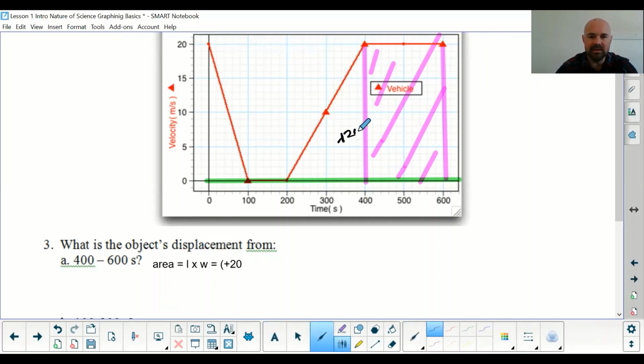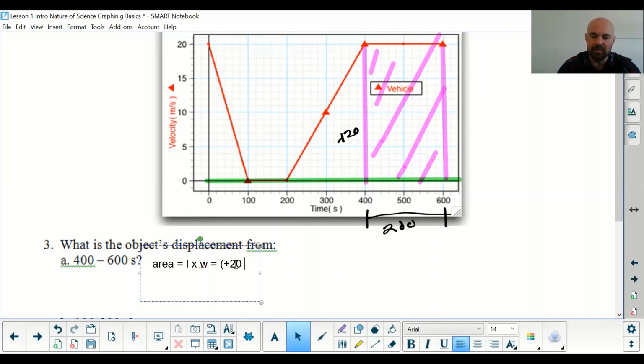And from 400 to 600, that's 200 seconds. So going across, that's 200 in that direction. So kind of finishing this up here, it'd be 200, or I'm sorry, positive 20 meters per second, because that's the velocity. And we're going to multiply that by 200 seconds, which is the time.